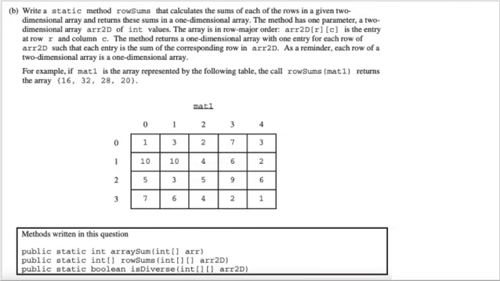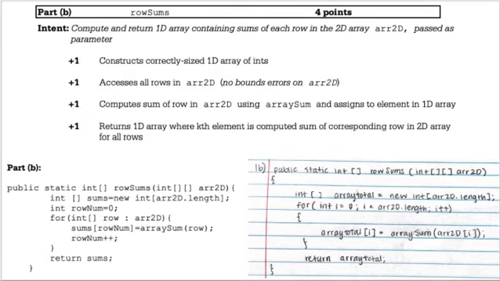For question 1, part B, it's asking you to create a method that would calculate the sum of each row in the 2D array and return a regular array with those sums. So on the left, it's the College Board's possible answer that they had.